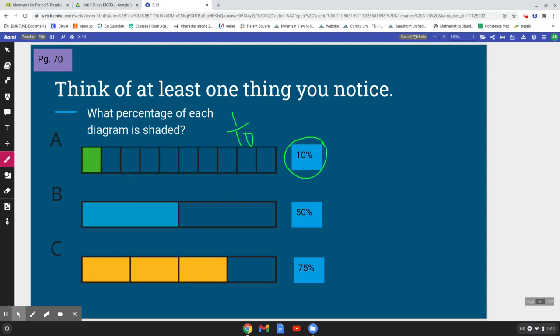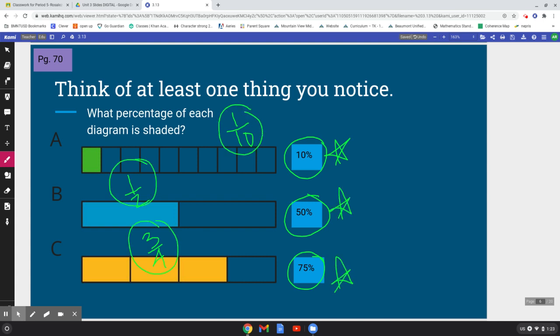For B, that is 1/2. Now, you need to memorize that half is 50%. That is a number you need to start memorizing. And then C is 3 of the 4. Right? So if 3/4 are shaded, that's 75%. So these are all percentages and fractions that you need to know by today is what they're asking.